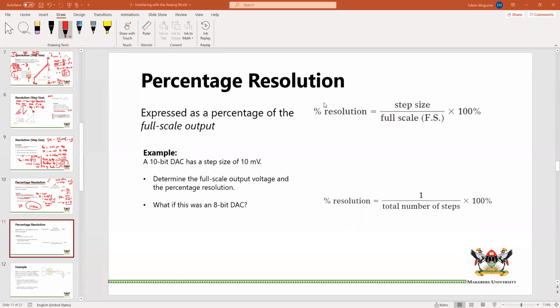The other thing that we can note on percentage resolution is that it is also equivalent to 1 over the number of steps. So for instance, we had seen that we have 10 millivolts over 10.23 volts, giving us approximately 0.1%. If we took the number of steps, it would be 1 over 1023, which is also approximately 0.1%.